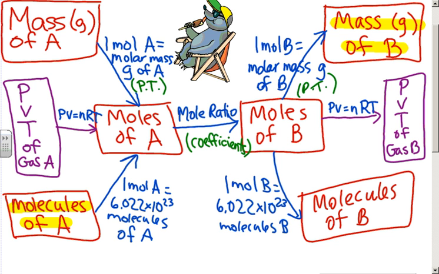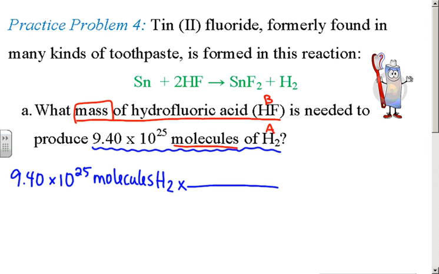So what I'm trying to do is get from this box, molecules of A, all the way up to this box, mass of B. In order to do that, I have to do a couple steps. My first step is going to be changing my molecules into moles. In order to do that, I'll use Avogadro's number, which I know is equal to 1 mole of my substance A. So in this case, the molecules I started with has to go in the denominator. So I have molecules of H2 down here, and I have moles of H2 in the numerator.